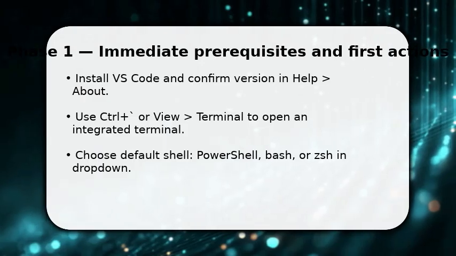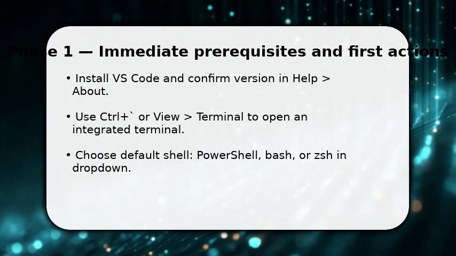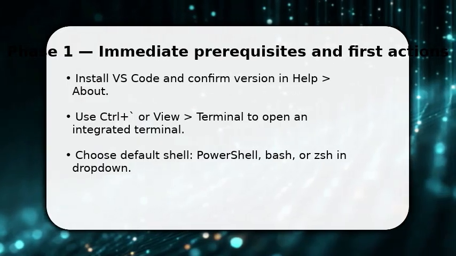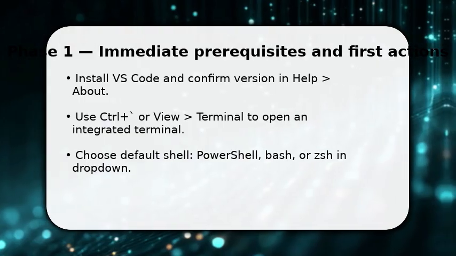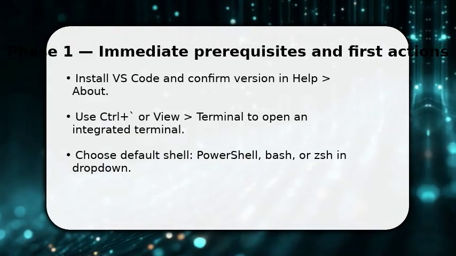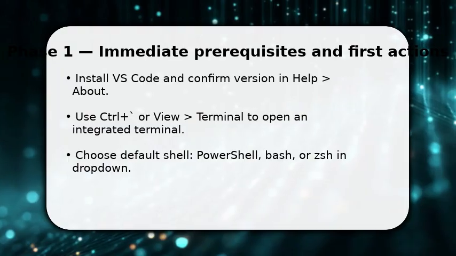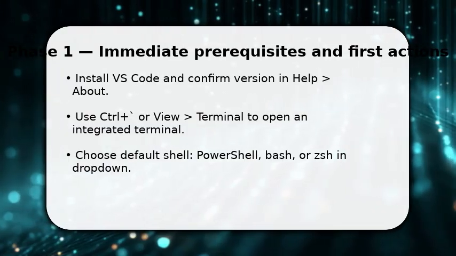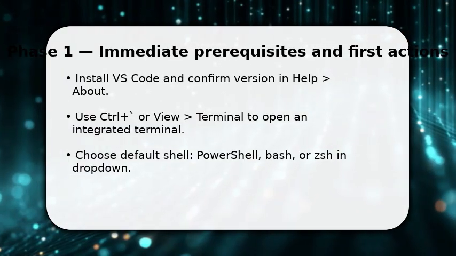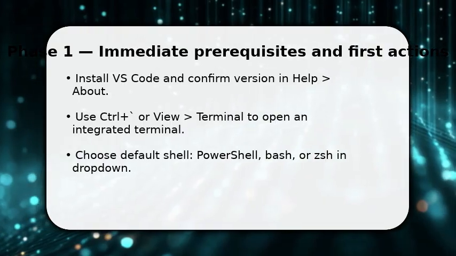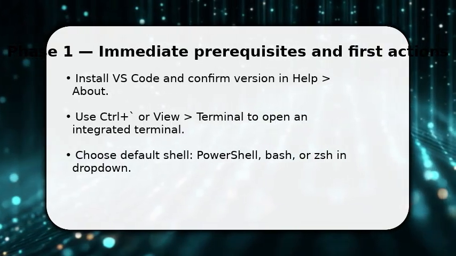You'll start by opening the integrated terminal so you can run commands directly in your workspace. Use Ctrl+` or Open View then Terminal. This saves switching windows. Make sure your VSCode is updated and pick a shell in the terminal drop-down, PowerShell, Bash, or ZSH, because the shell defines available commands and environment behavior.